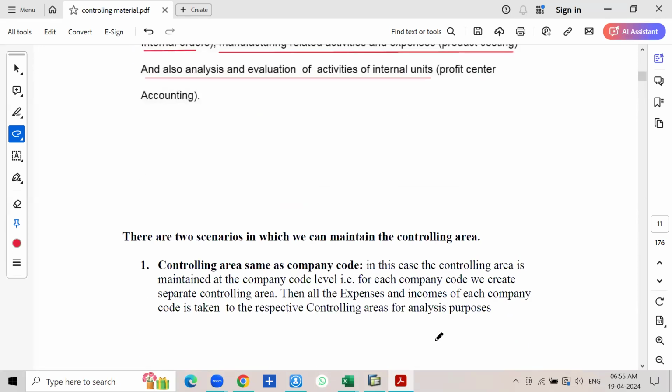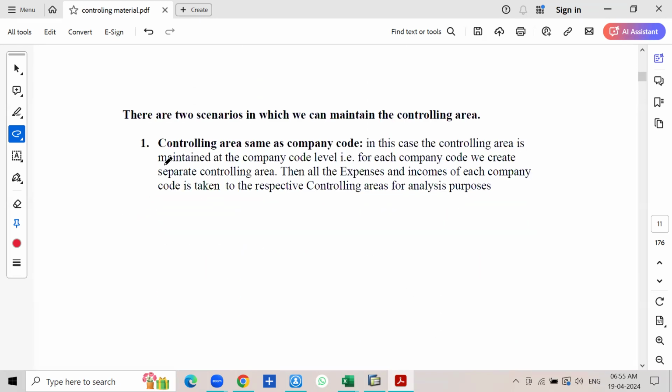So as we have defined the company code in FI, in controlling we have to define the controlling area. But there are two scenarios in defining the controlling area. Controlling area same as company code. That means, in this case, the controlling area is maintained at the company code level. So maintaining the controlling area at the company code level means what? For each company code, you maintain a separate controlling area.